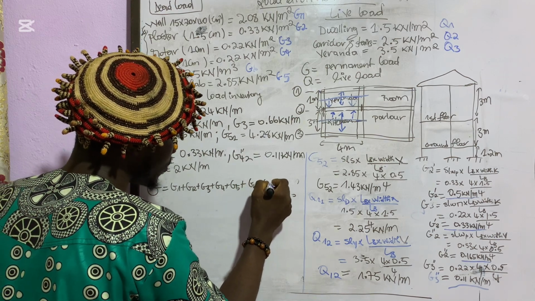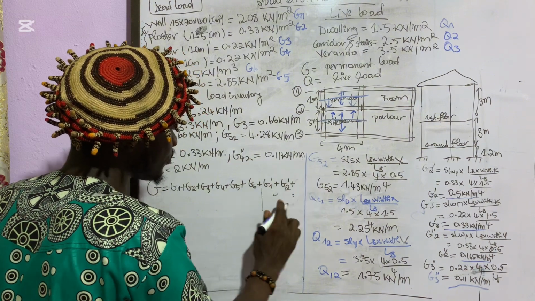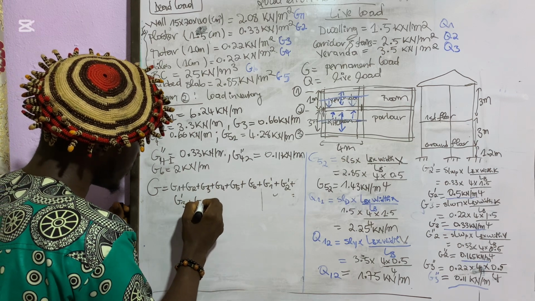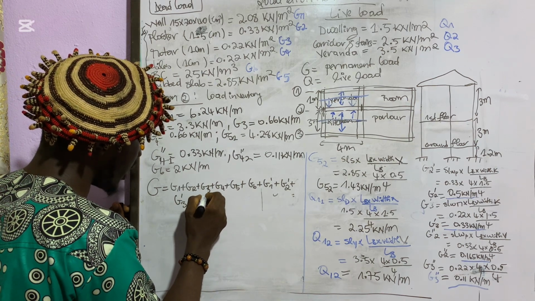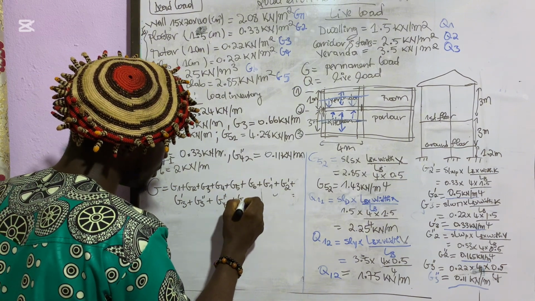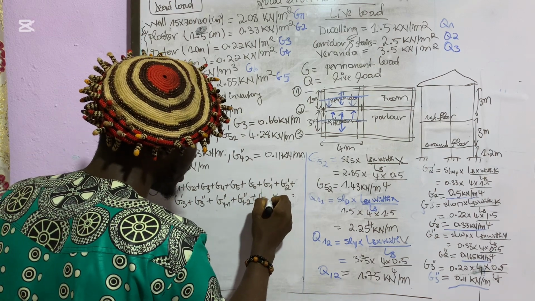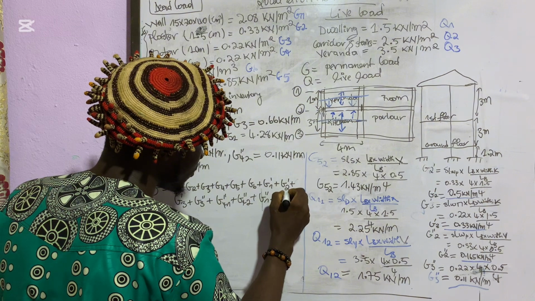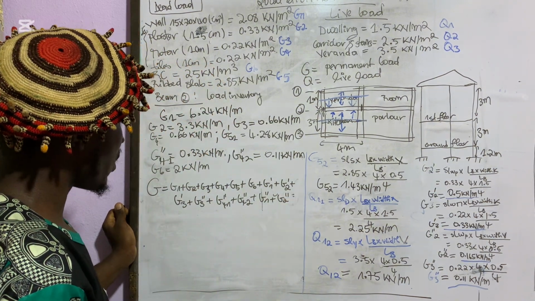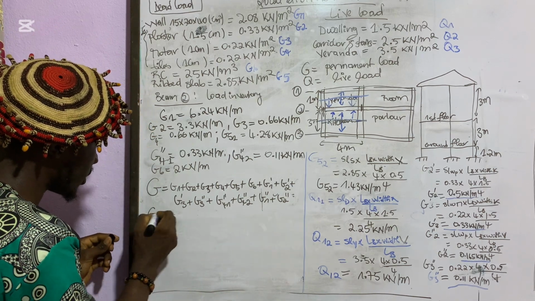G6, plus G1 prime plus G2 prime plus G3 prime plus G3 prime prime, plus G4 prime prime 1 plus G4 prime prime 2, plus G1 prime prime plus G2 prime prime. So we'll sum all the values of G that we have obtained so far to have the final G. So making the calculation now, we obtain G is equal to what?